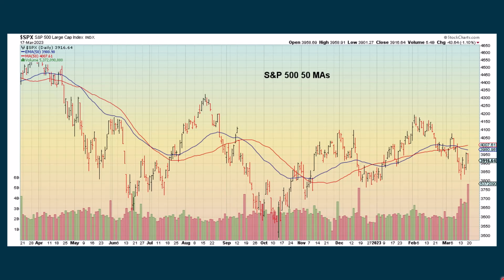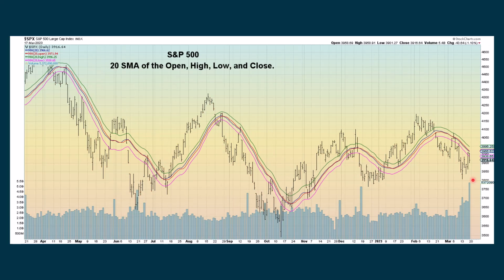Another chart that I haven't shown in a while is the 50-period simple and exponential moving average. If we're below 50, that's negative. If we're above 50, that's positive. Well, we are currently below the 50-period moving averages, so that is negative.